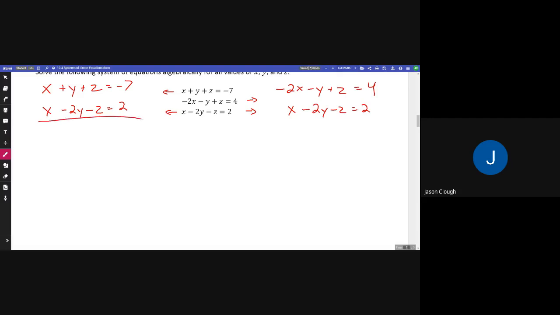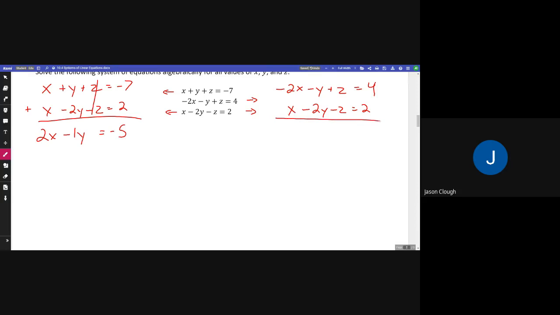What I'm actually going to do is cancel out the z terms. So I'm going to add these two equations. x plus x is 2x. 1 plus -2 is going to be minus 1y. The z's cancel out. And then I'm left with -7 plus 2, which gets me -5.